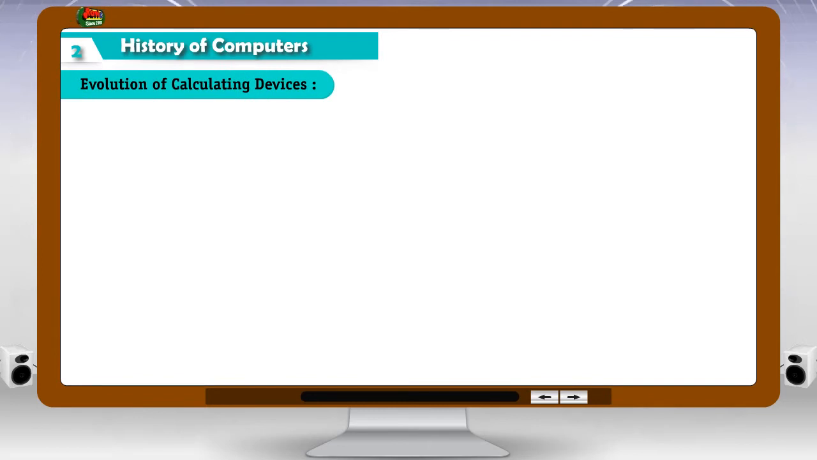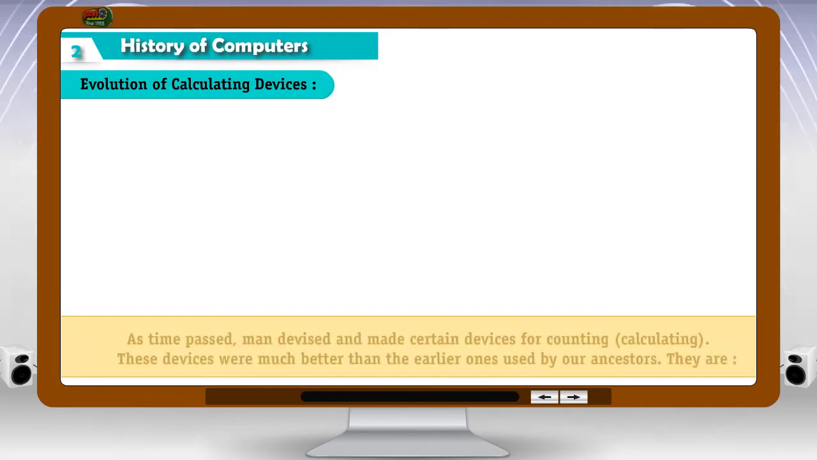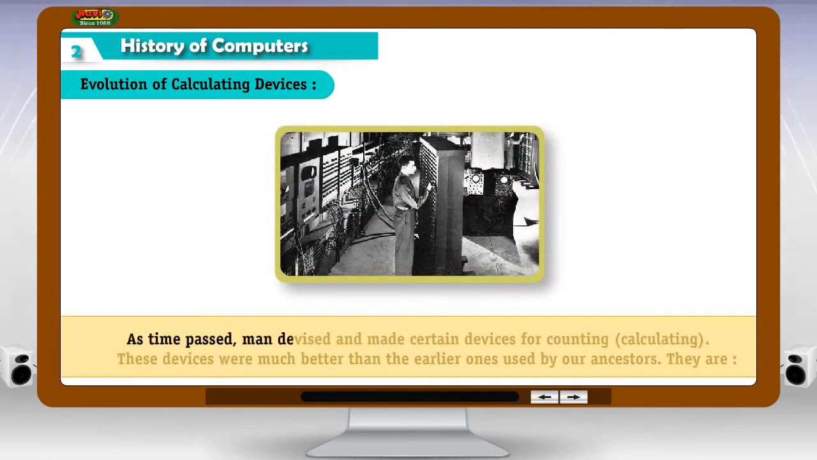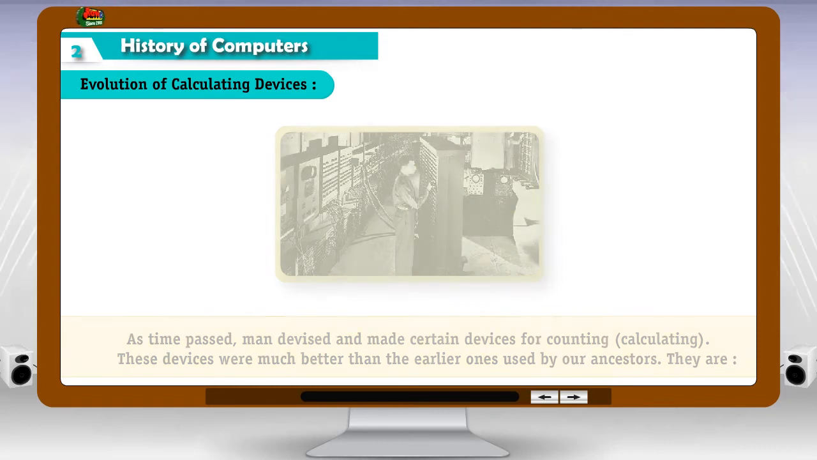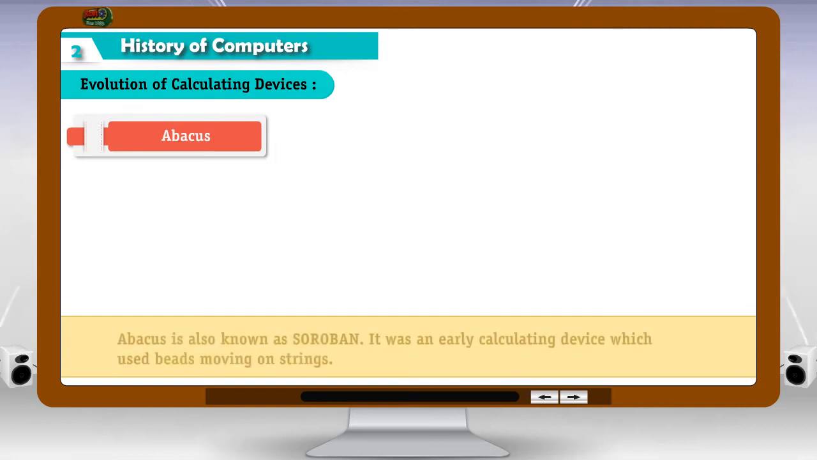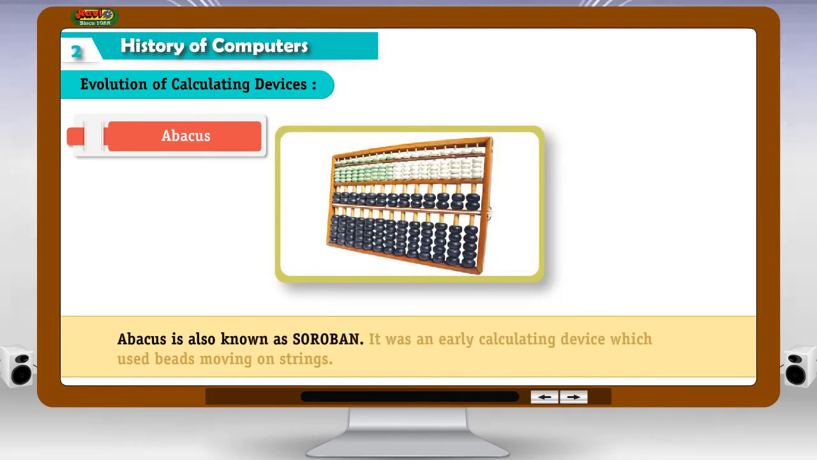Evolution of calculating devices. As time passed, man devised and made certain devices for counting, calculating. These devices were much better than the earlier ones used by our ancestors. They are abacus. Abacus is also known as soroban. It was an early calculating device which used beads moving on strings.